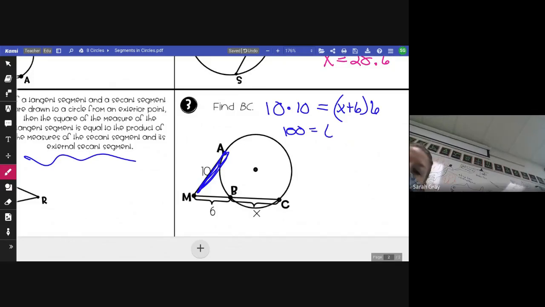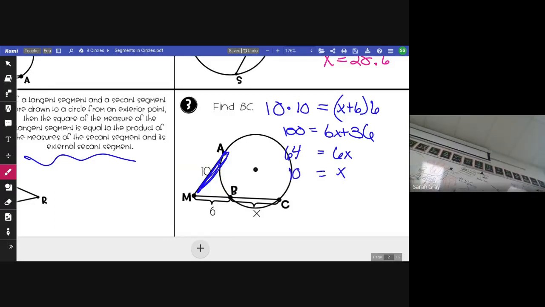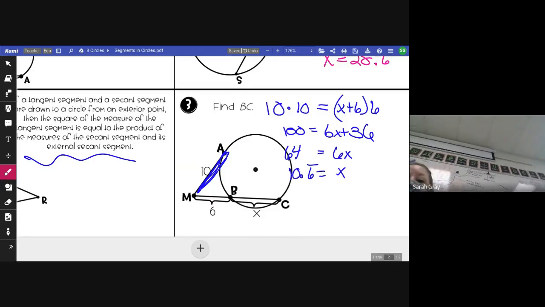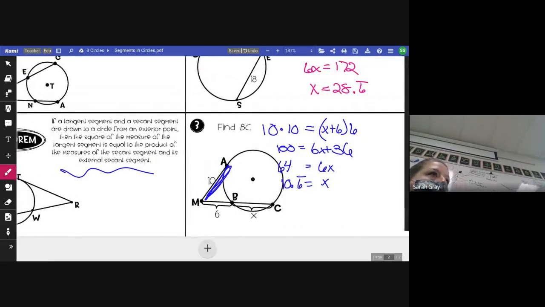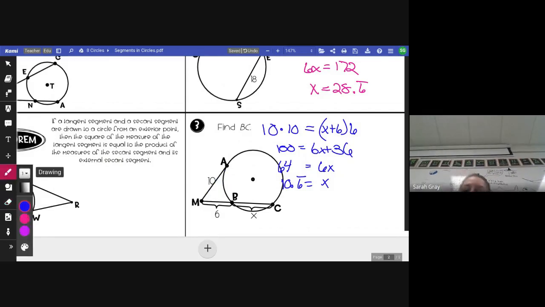So we've got 100 equals 6x plus 36. 64 divided by 6. And here we have another fraction. So it's 10.6 repeating, or 10 2/3. Okay. So one formula to remember if you have an outside intersection point: whole times outside equals whole times outside.